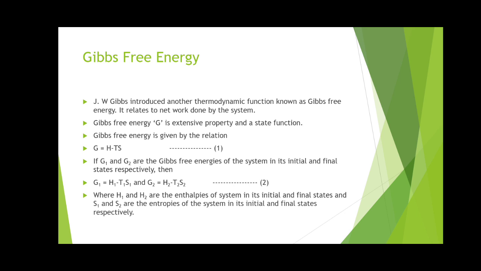According to Gibbs free energy, delta G is an extensive property and also a state function, like Helmholtz free energy. In the last free energy function we saw Helmholtz free energy is also an extensive property and a state function. Similarly, Gibbs free energy is also an extensive property and a state function.